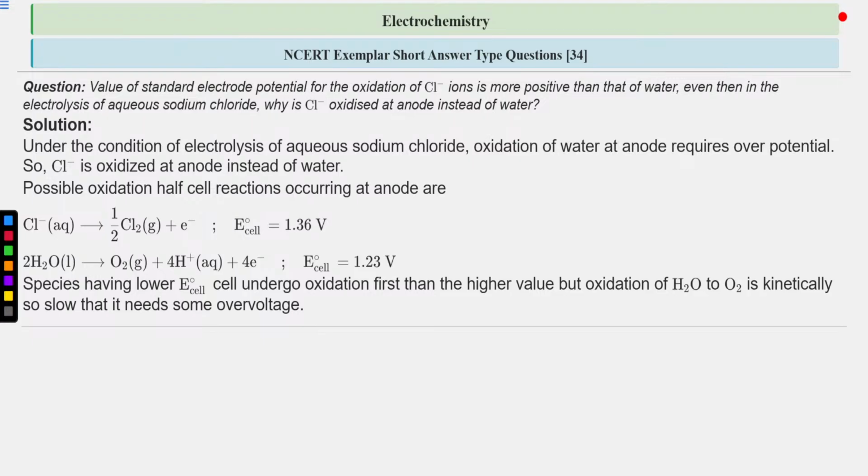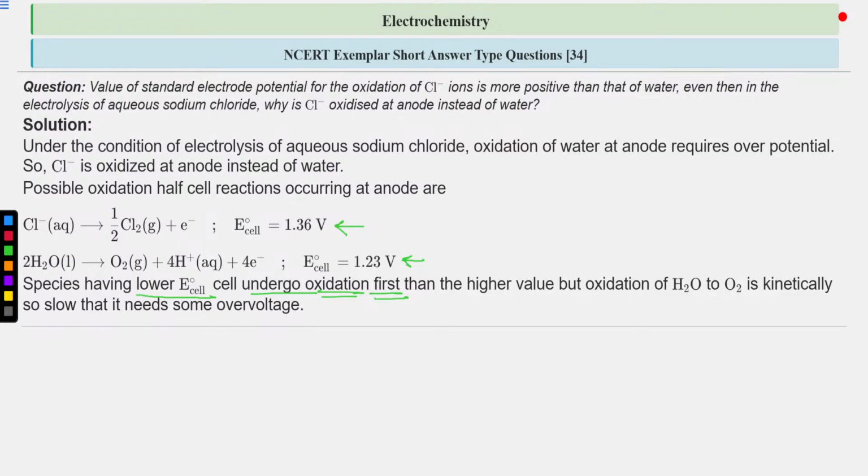Species having a lower E naught of cell undergo oxidation first, then the higher value. The concept says that the species with the lower E naught value will undergo oxidation first, and then the species with the higher E naught value will undergo oxidation.